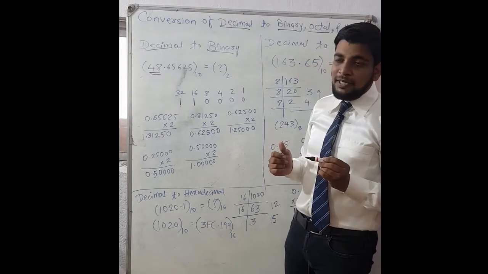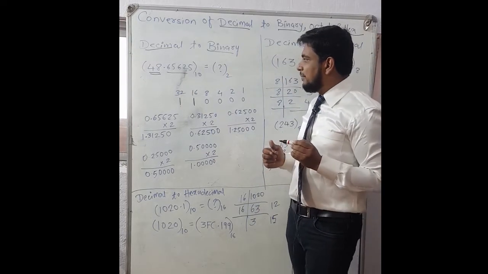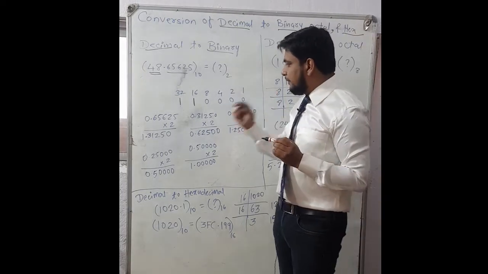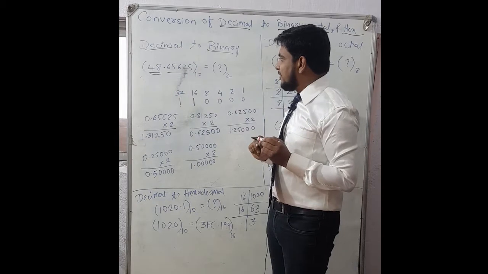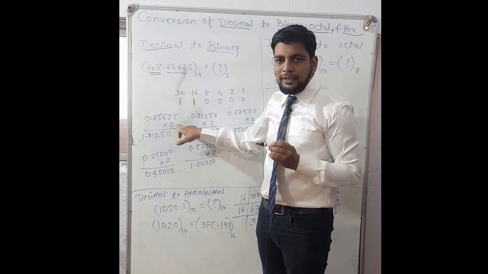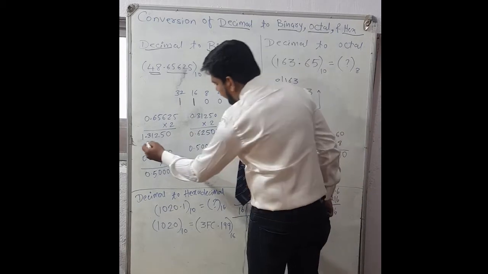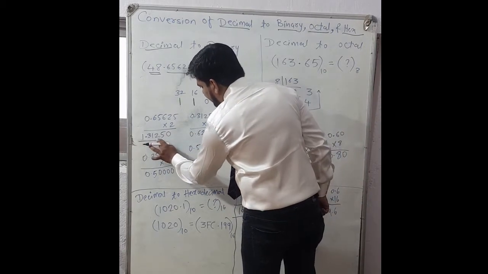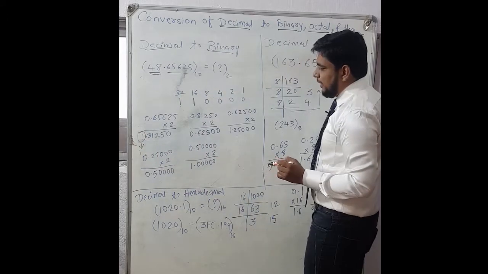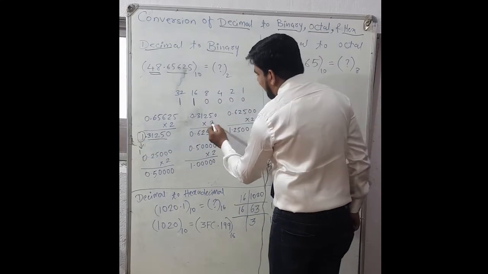Next is the fractional part. Suppose the fractional number given is 0.65625, a decimal number we have to convert into its binary equivalent. What is the procedure? The number 0.65625 should be multiplied by 2. Why multiply by 2 only? Because we have to convert to base 2. Multiplying by 2, we get 1.31250. This 1 is the carry, so we separate it. The carry is 1, and 0.31250 is multiplied by 2 again.